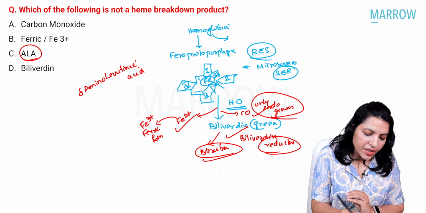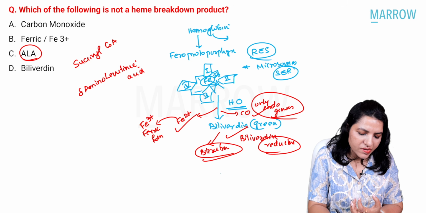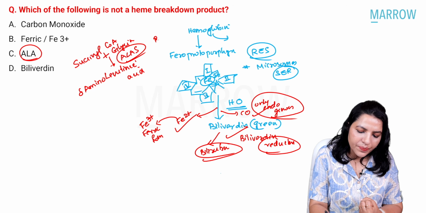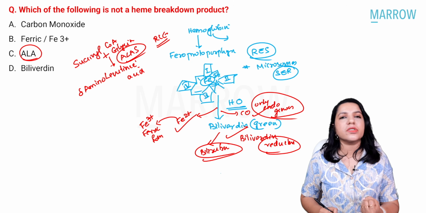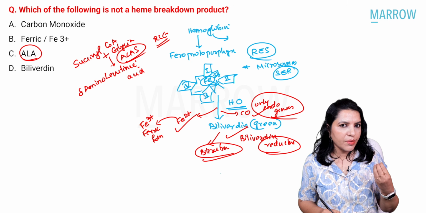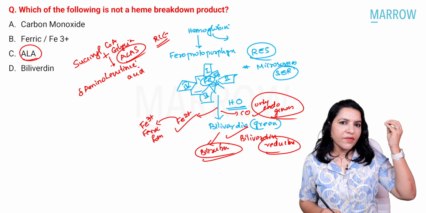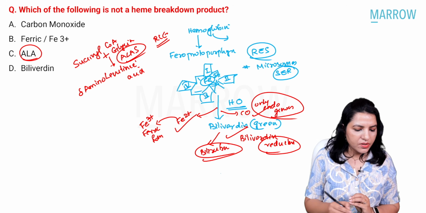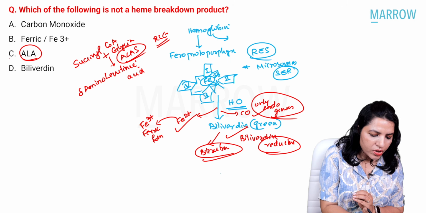In heme synthesis, we know the very first substrate, succinyl coenzyme A, combines with glycine with the enzyme ALA synthase, which is the rate limiting enzyme of heme synthesis, and produces delta aminolevulinate or delta aminolevulinic acid. So, it is never a product of heme catabolism, it is a product of heme synthesis. So, ALA is the one that is not a product of heme catabolism.